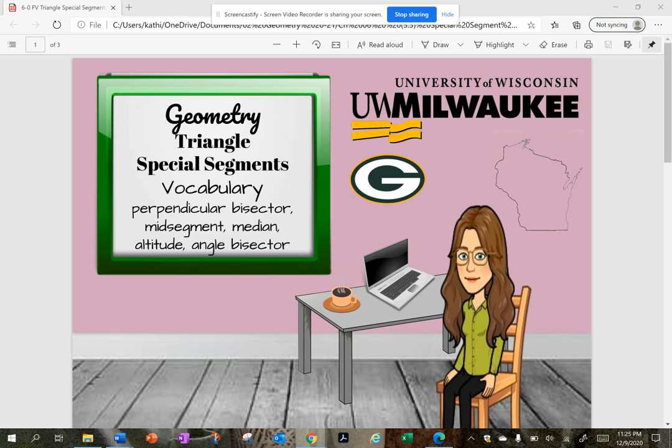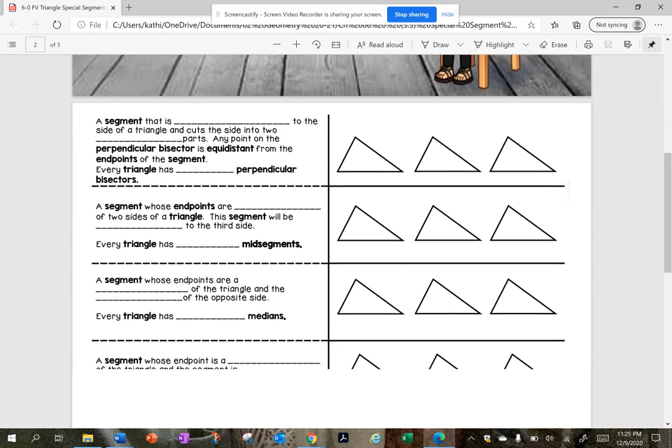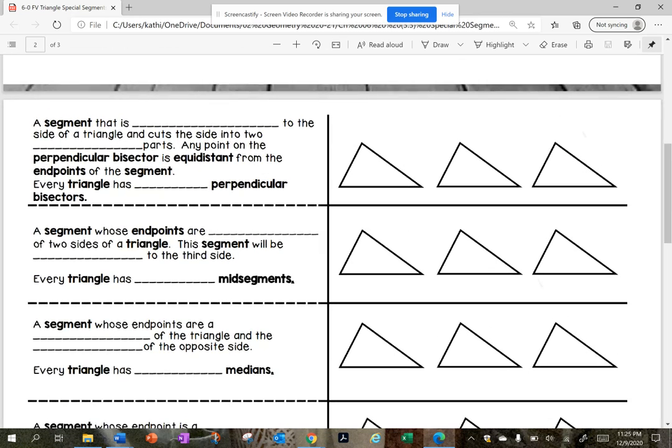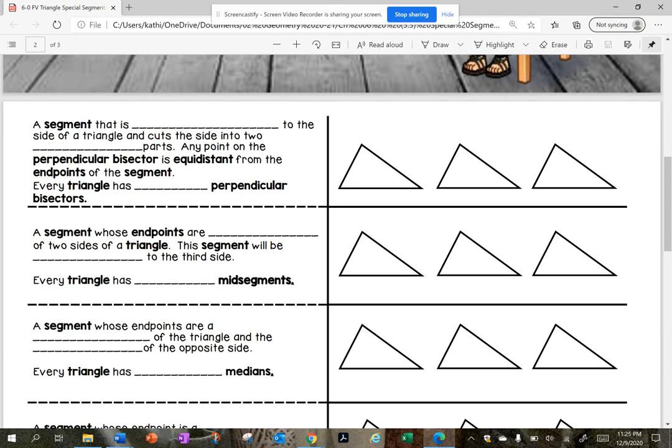Today's lesson is vocabulary, and we're starting a new unit on special segments in triangles. Okay, so our special segments, we're going to be combining words we already know together and creating words that are new for these special segments in triangles.